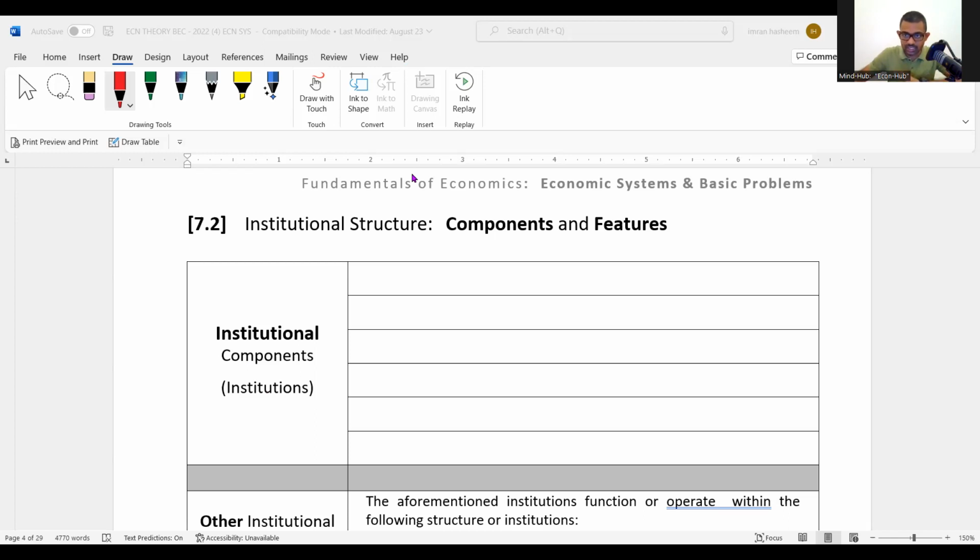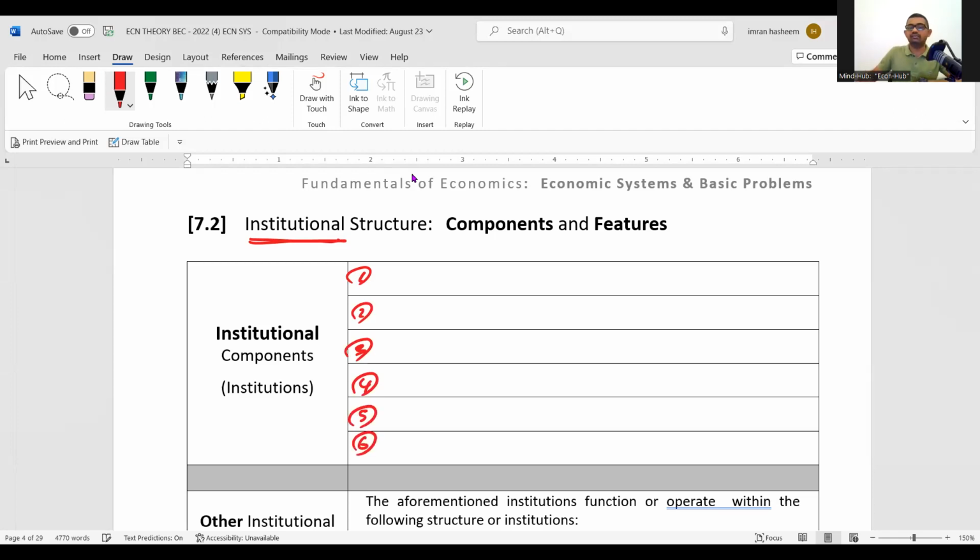We have completed this last week, but I just want to quickly recall because it's important. An economic system is all about the institutions, right? There are 6 institutions, 1, 2, 3, 4, 5, 6, that we see within every economic system. What are these 6 institutions? Can you guys recall? If anyone can unmute the microphone and answer, brilliant.